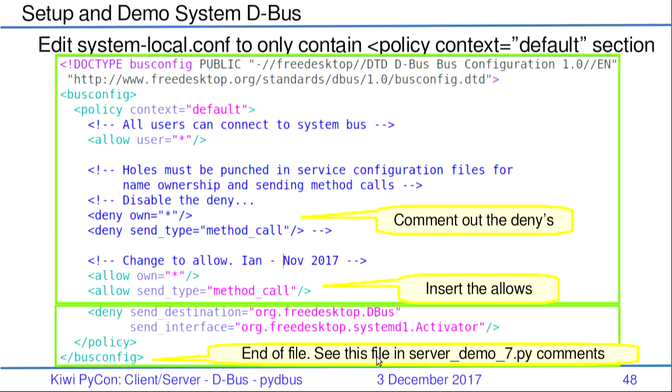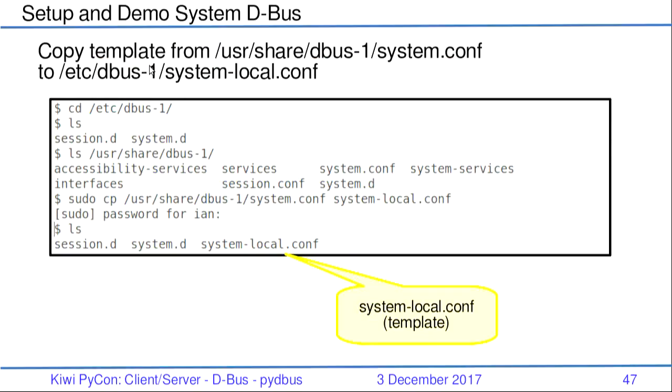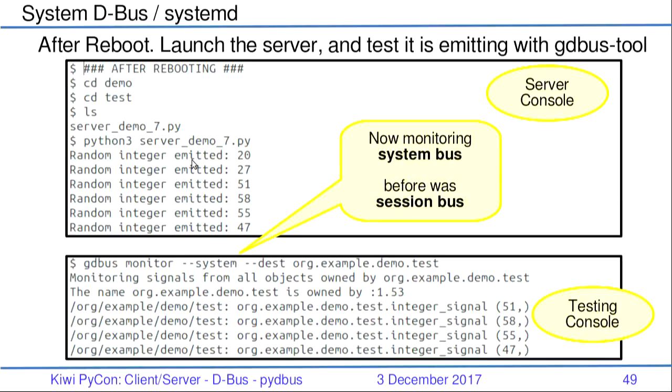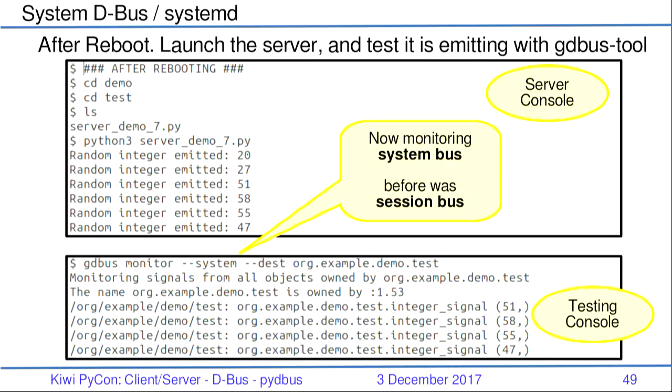If you go to my GitHub site and look at the server demo 7.py file, at the bottom of it in the comments section I've added exactly what this file is or how I set it up. Okay, so now we notice I reboot. There's probably a way of reinitializing the dbus, but one of the easiest ways is to reboot. And when I run my server demo, it's emitting random numbers. And when I start the gdbus monitor, I'm picking up these random numbers.